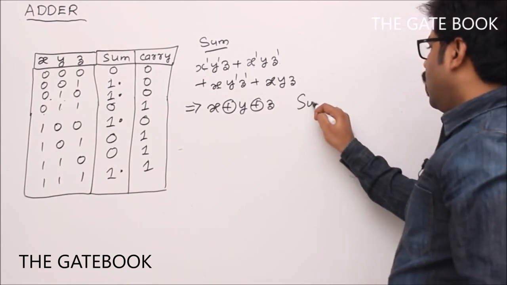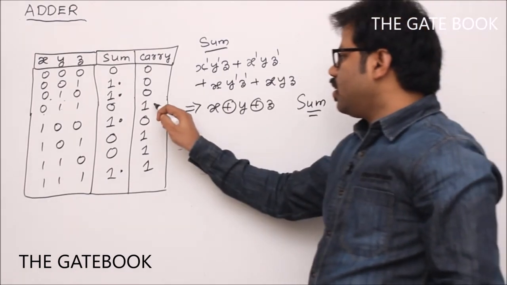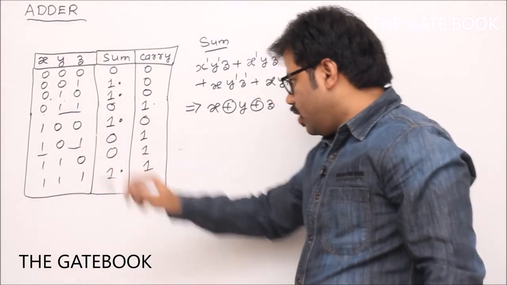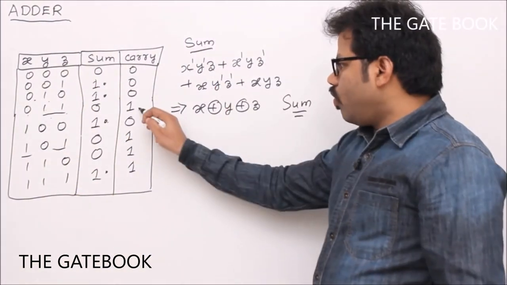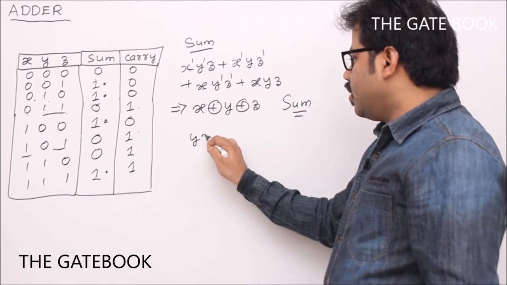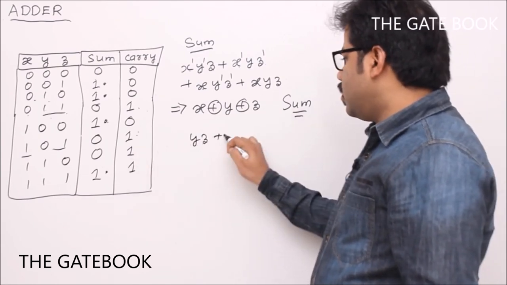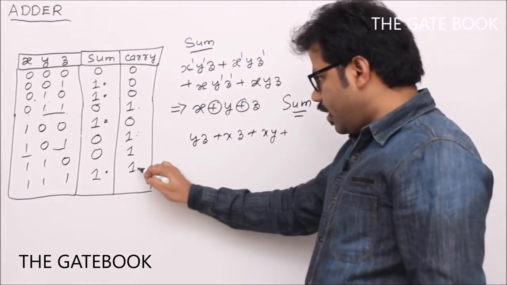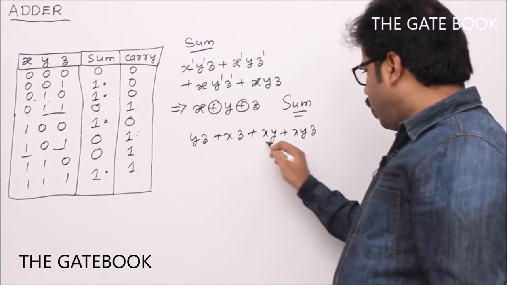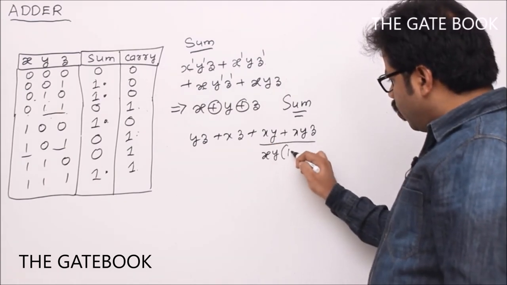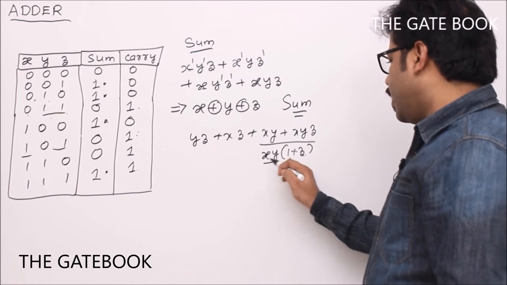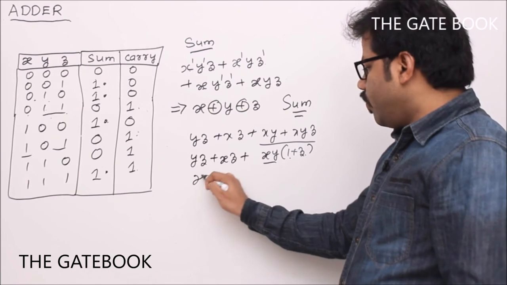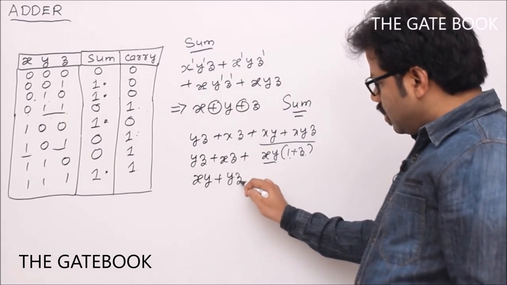sum. Now what is carry? Let's realize it. Carry is when, you know, yz is 1, xz is 1. So we have 4 carries. So we have 4 ones here. One represents yz and this one xz, right? And this one is xy plus this one xyz. So xy plus xyz, if you simplify, xy into 1 plus z, 1 plus z is 1, then you get xy here. So it would be yz plus xz plus xy. Thus that will be xy plus yz plus xz.